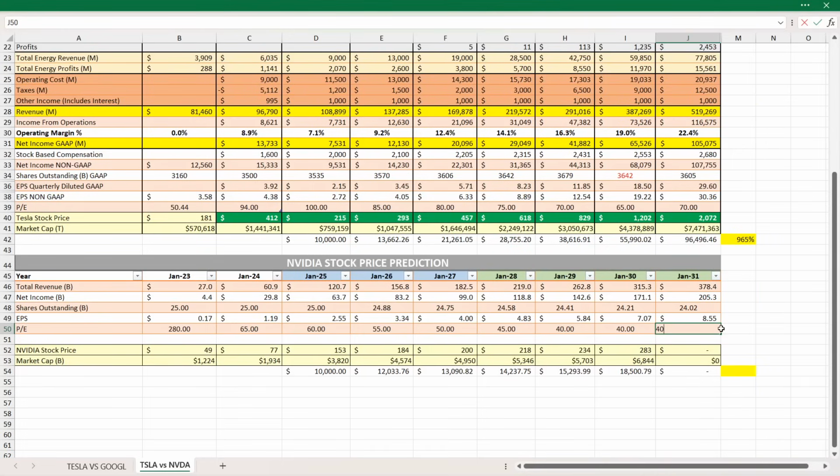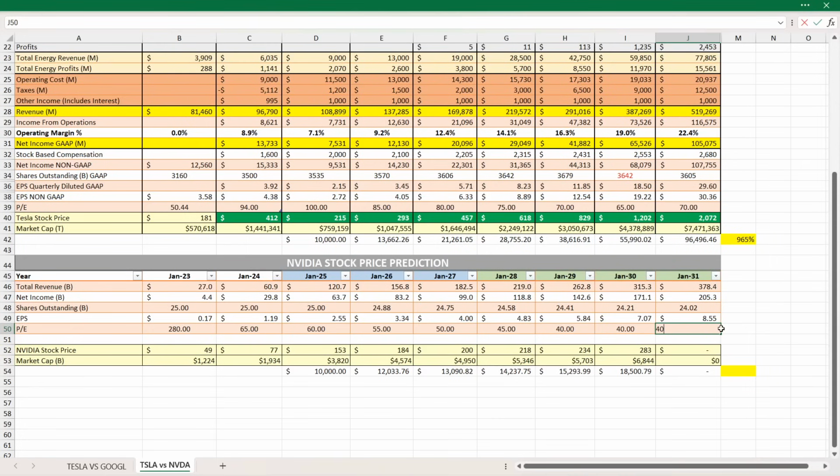And for 2031, or in this case, it'll be 2030, I'm also going to give it a 40 PE because I just can't see Nvidia going below 40 PE. I just don't see that happening. Even if Nvidia's competition comes and does take market share, let's say their margins go from 80% to 40%, that's not worth giving anything below a 40 PE. I would even say in the 50 PEs would make sense, but you know me, I am conservative.